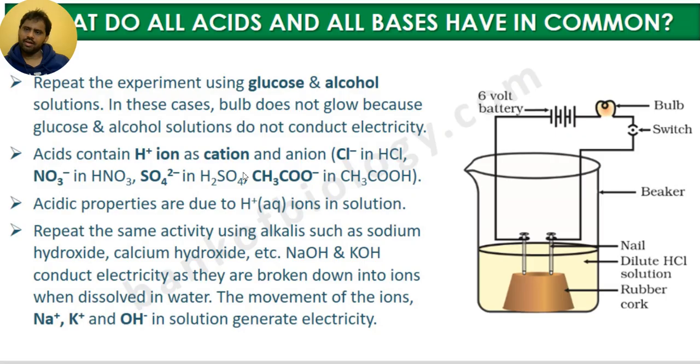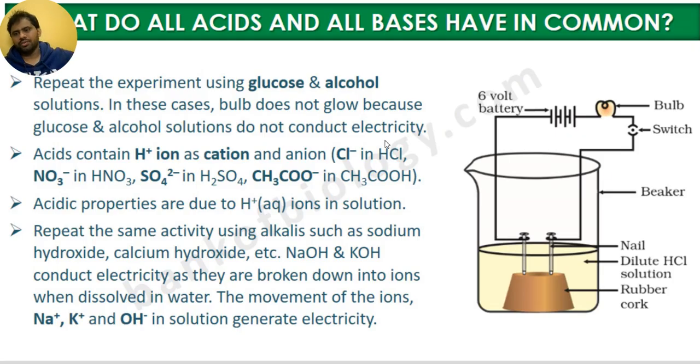Cation is a positive ion, and the anion is Cl negative in HCl, NO3 negative in HNO3, SO4 2 negative in H2SO4, CH3COO negative in CH3COOH. Acidic properties are due to the presence of H+ aqueous ions in solutions. So repeat the same activity using alkalis such as sodium hydroxide, calcium hydroxide, etc., NaOH, KOH, and they will conduct electricity as they are broken down into ions when dissolved in water. Movement of ions Na+, K+, and OH negative in solution generates electricity.